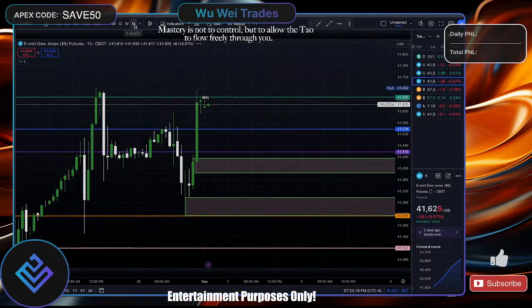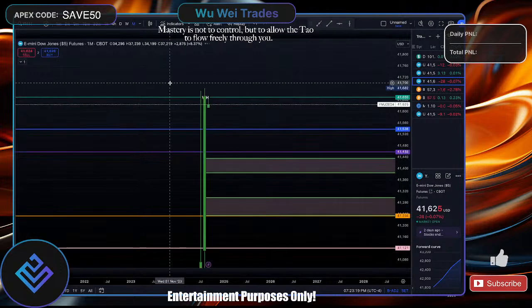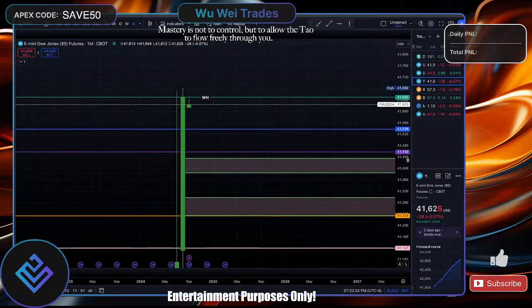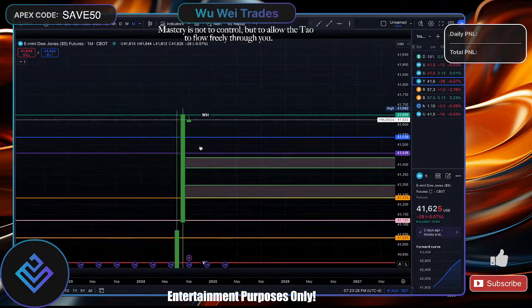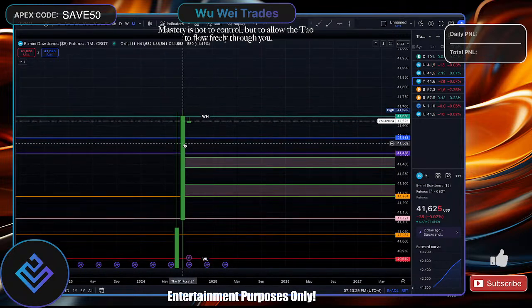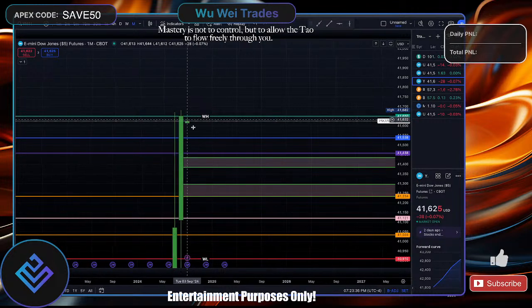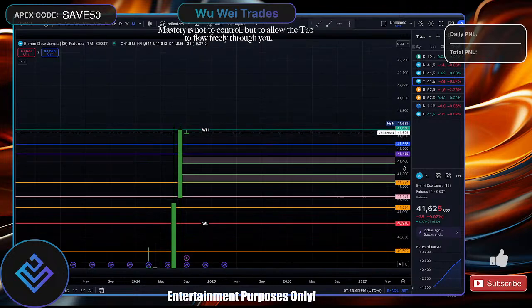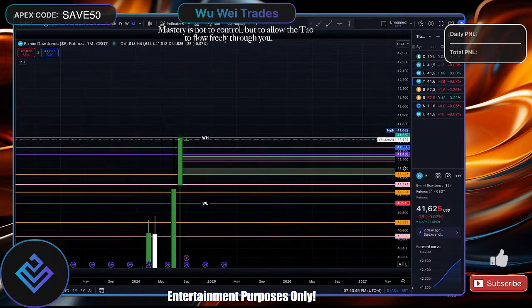So let's go to the monthly. As we're seeing, August took out the previous high. It wicked up here, it made a new high, and it grabbed liquidity from July. Do I believe that September will do the same? Possibly. There's always a possibility.